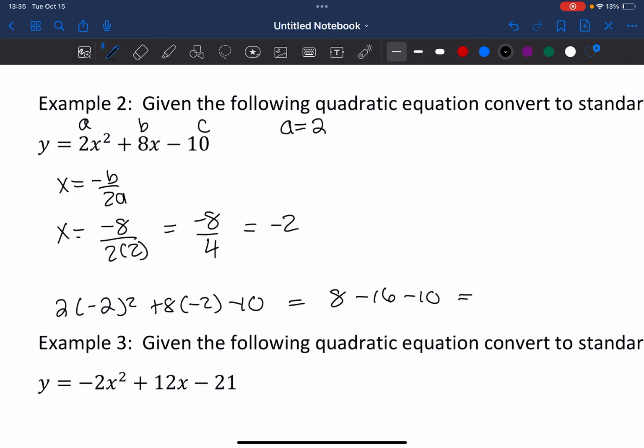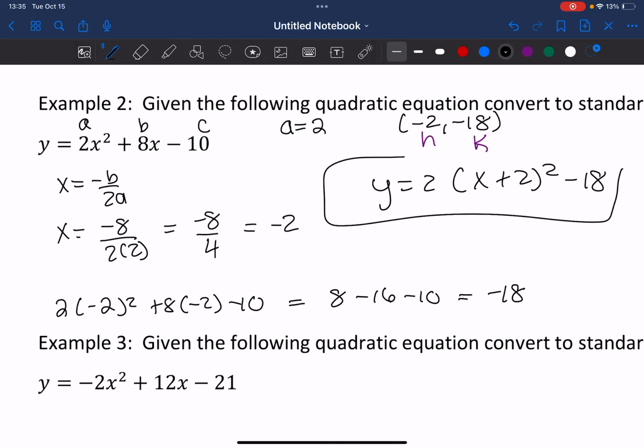8 minus 16 is negative 8. Negative 8 minus 10 is negative 18. So that means I have the vertex negative 2, negative 18. This is my A, my H, and my K. So that means my answer is y is equal to 2 times (x plus 2) squared minus 18.